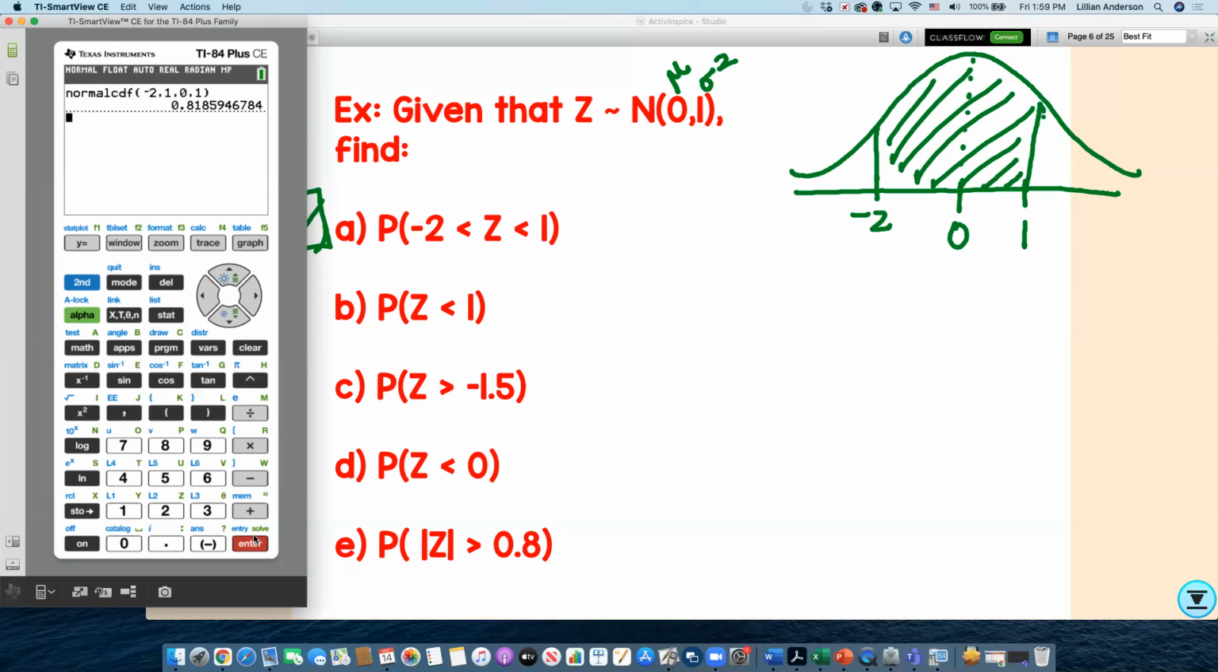That is the probability that Z is in between -2 and +1. So essentially roughly 81.9% of the area underneath the curve lies in between -2 and 1. But it's probability, so we write it as a decimal.